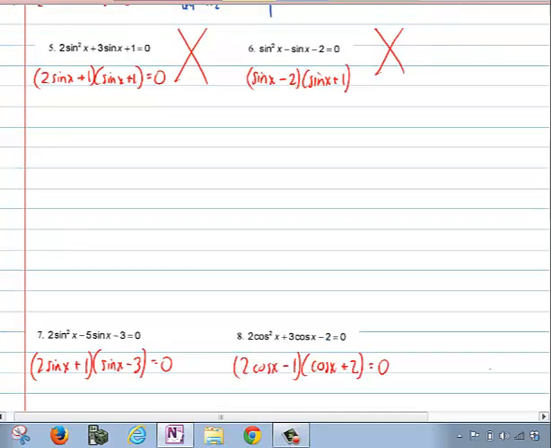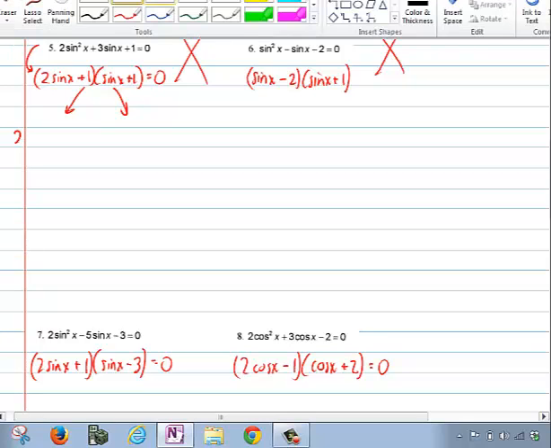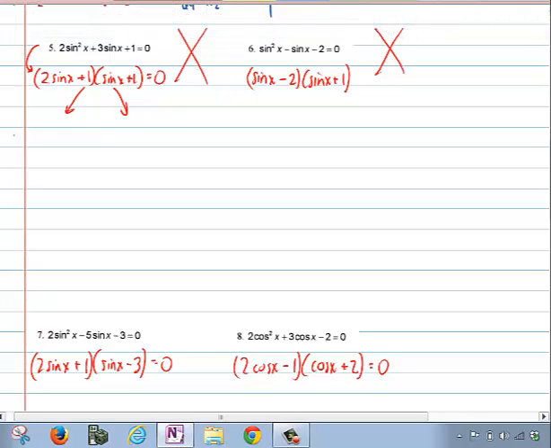Okay, so I have all the factored forms of the trinomials. I checked them. In getting started, once you get it factored, you break it into two separate parts and solve each. For instance, on this one, you have 2 sine of x plus 1 equals 0, and sine of x plus 1 equals 0, and you have two solutions.